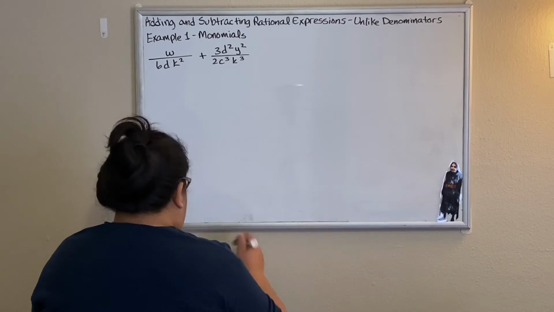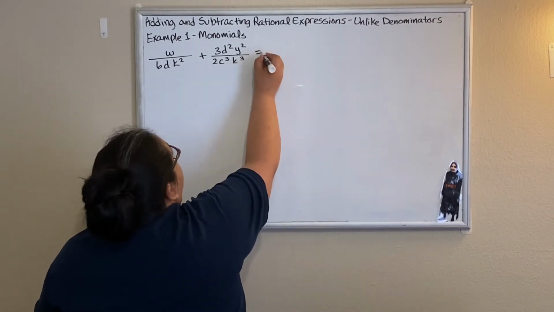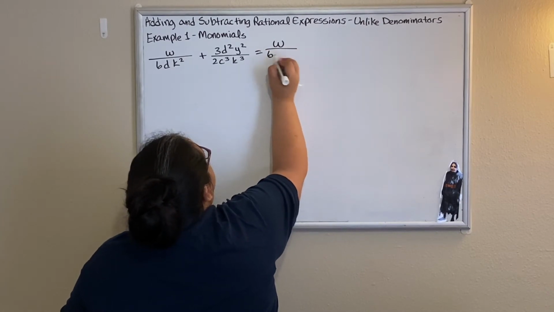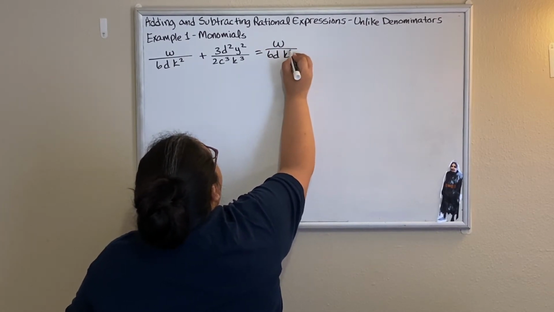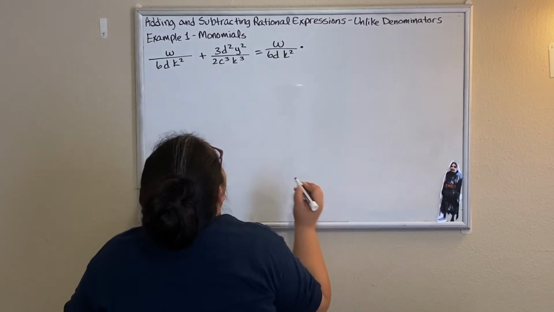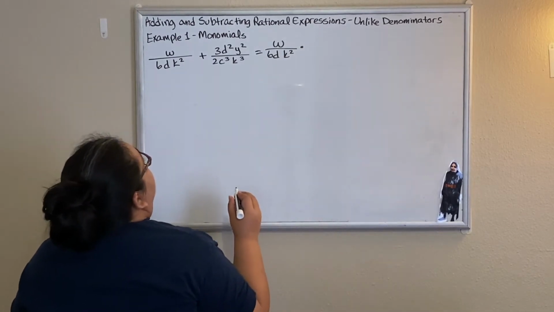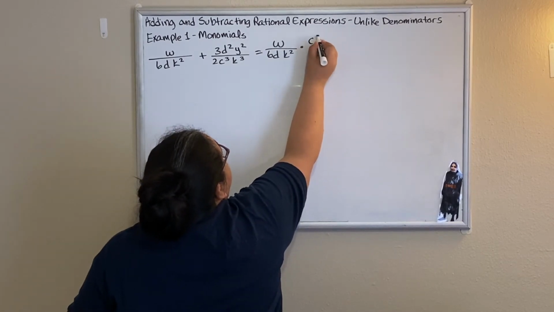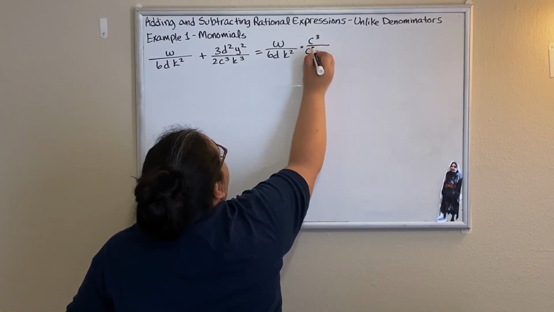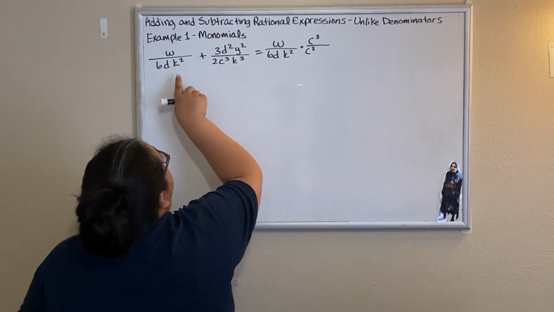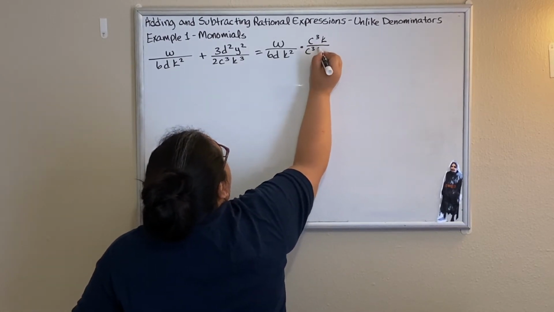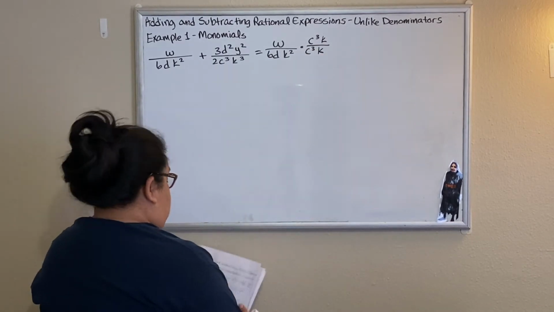So in the next step, we're going to have w over 6dk squared, and we're going to multiply this by the values that are missing. So we're missing a c cubed, so we're going to multiply by c cubed top and bottom. And it looks like we're missing one of the k, so we're also going to multiply by k.